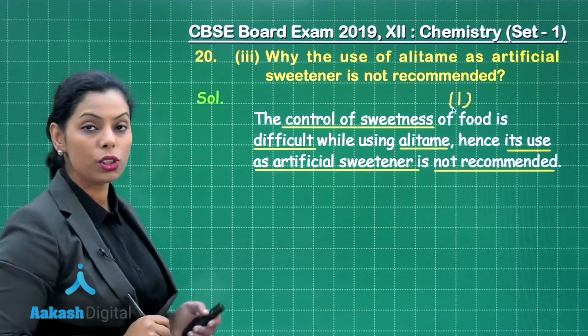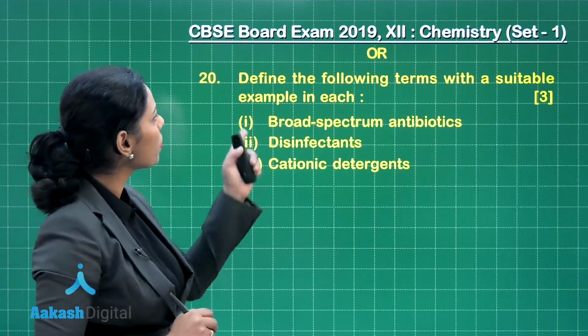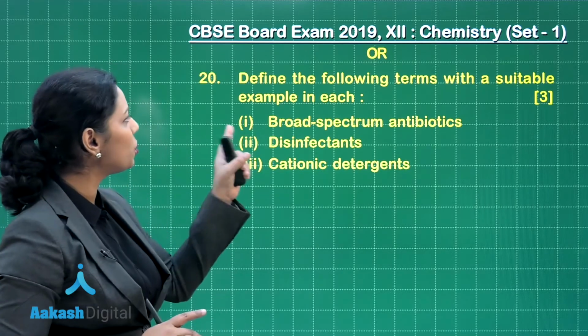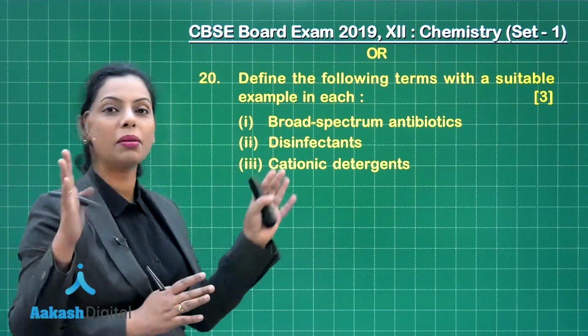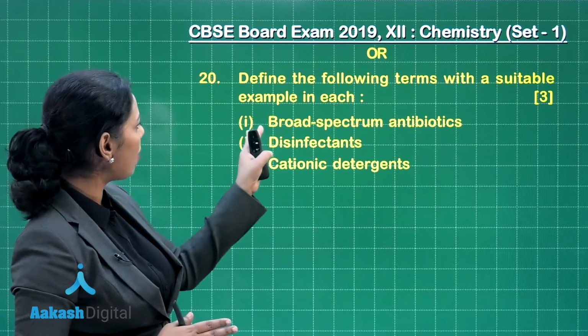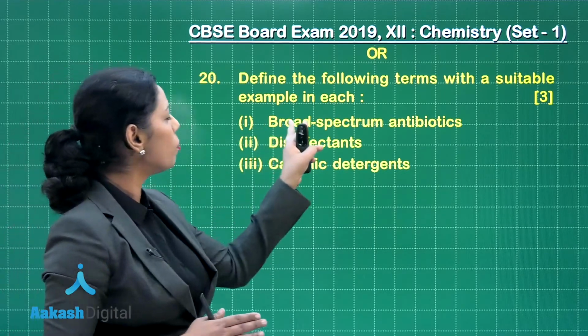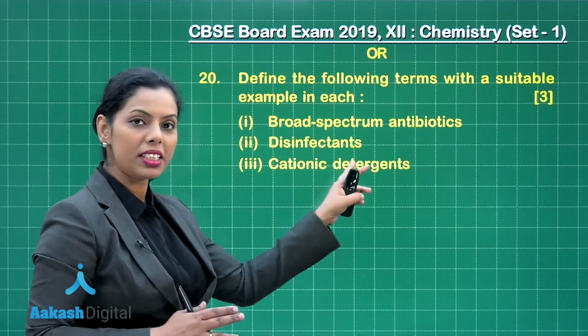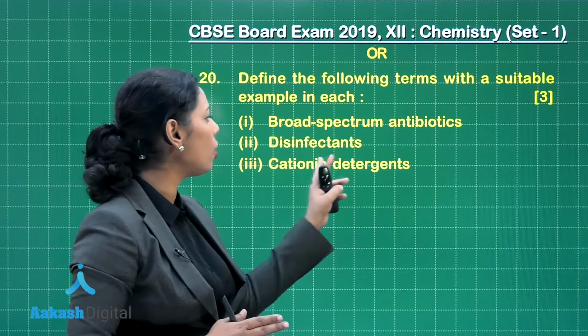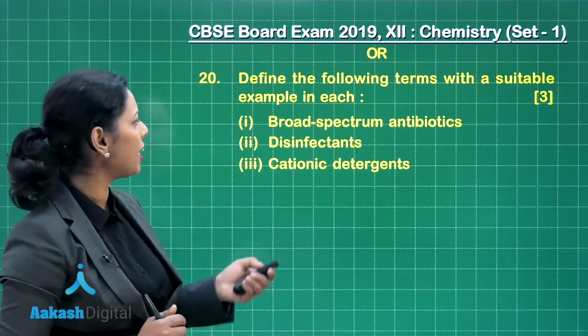After that, internal choice is also there. Let's take that. Define the following terms with a suitable example in each. Again, the question based on chemistry in everyday life. So here we have 3 sections. First, broad spectrum antibiotics, you have to define it. Further, disinfectants, and the third one, cationic detergent. Let us define them one by one.